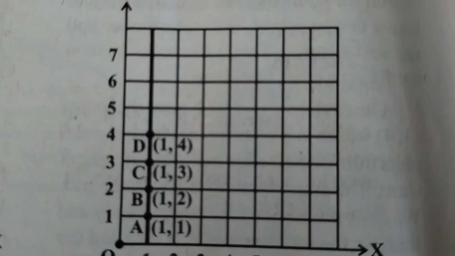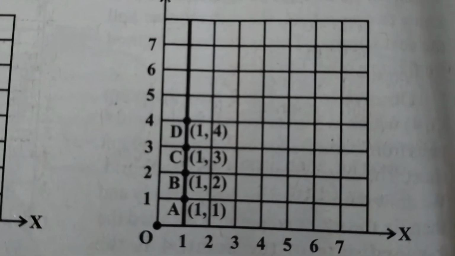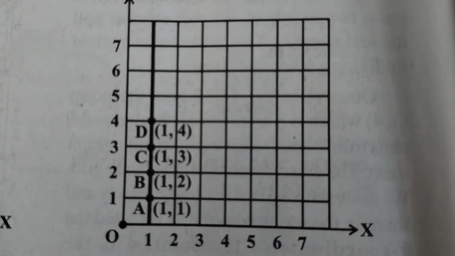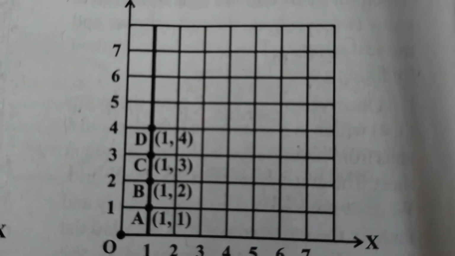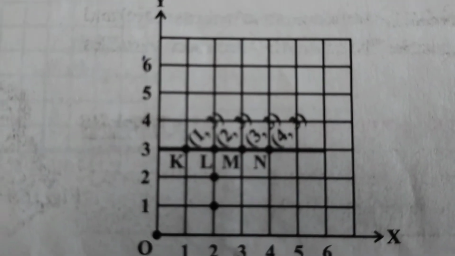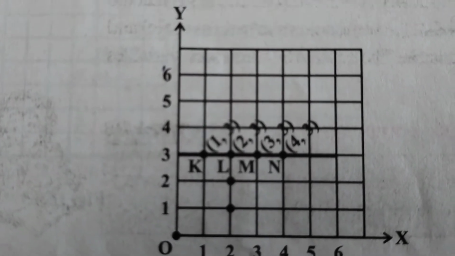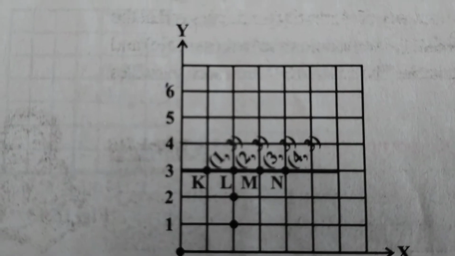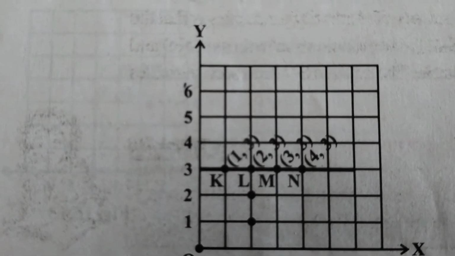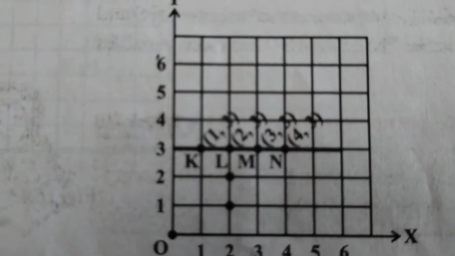Let us see one more. Here points A 1, 1, B 1, 2, C 1, 3, D 1, 4. So all these points are lying on the same line. So this is also called a linear graph. See here K 1, 2, 1, 3, L 2, 3, M 3, 3, N 4, 3. So here the y coordinate is constant. So this line, when joined, is parallel to the x-axis and it is also said to be a linear graph.